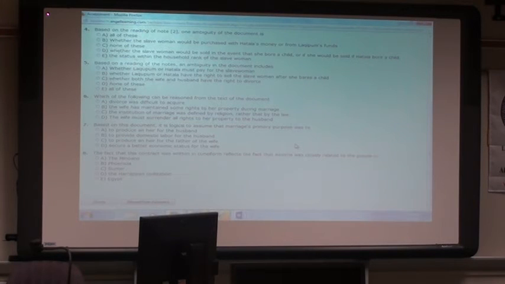The last one, the fact that this contract was written in cuneiform reflects the fact that Assyria was closely related to the people of, and it gives you somewhere there. It should be easy to figure that out. That does require you to know something from the textbook. Who developed cuneiform?